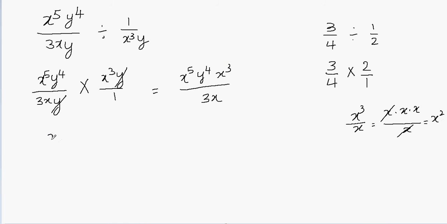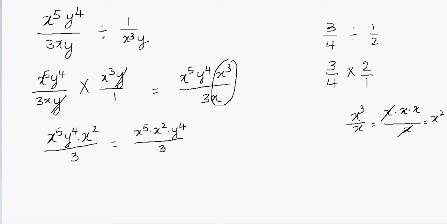So what I'm going to do is write here x raised to the power 5 times y to the power 4 times, in place of x cubed over x, x squared, because we divided that. And then in the denominator I still have 3 here. Now we have these two variables. These are alike, so let's bring them together. So I'm going to write x raised to the power 5 times x squared times y raised to the power 4 over 3. Okay, so now to solve this, we're going to use the law of exponents.